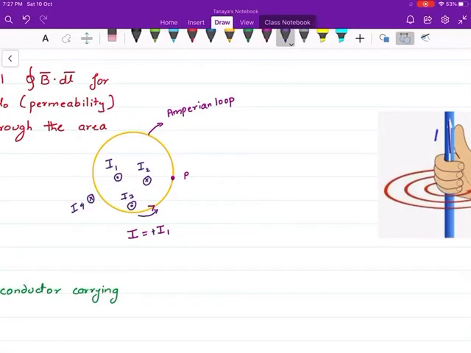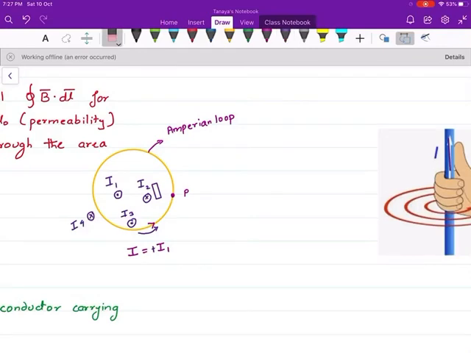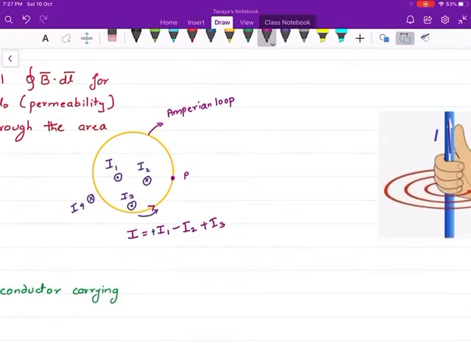For I2, the magnetic field is going to be in the clockwise direction, so it is in the opposite direction to what we have considered. So I will take minus I2 and plus I3. What about I4? I will not consider I4 because it is not inside the Amperian loop. So my total current is I equal to I1 minus I2 plus I3.